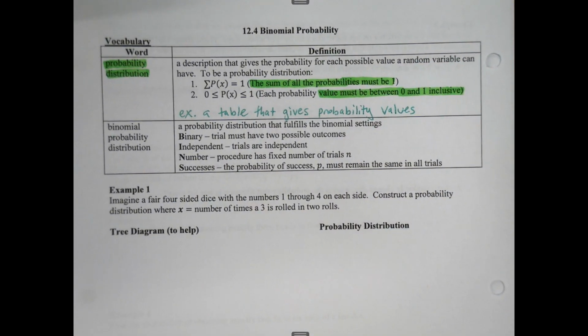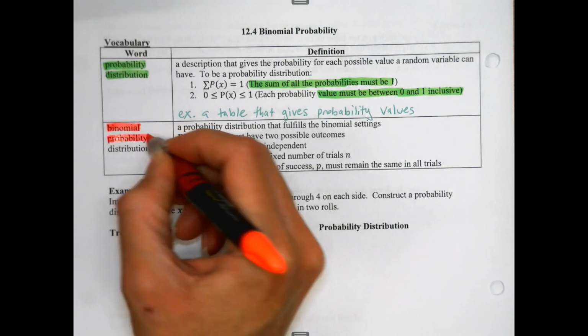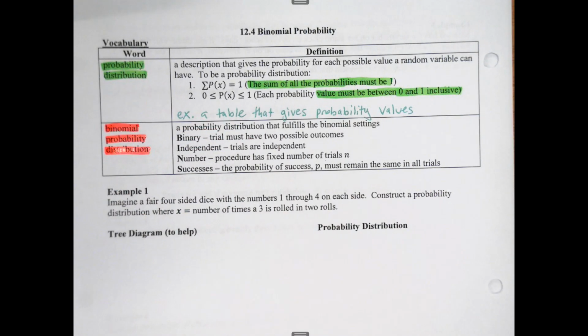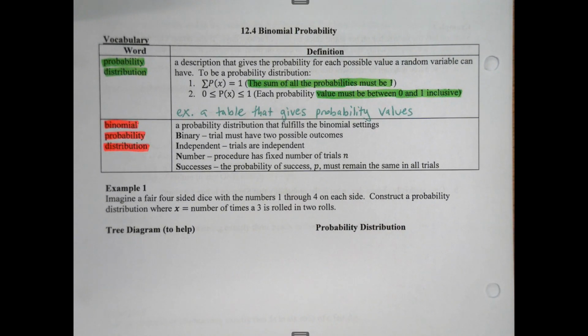So we've just looked at general probability distributions. And today we're going to look at a more specific one. We are going to look specifically at a binomial probability distribution. So a binomial probability distribution is going to be a probability distribution that has to fulfill the binomial settings. And there are 4 settings. We use the acronym BINS to help us remember them.